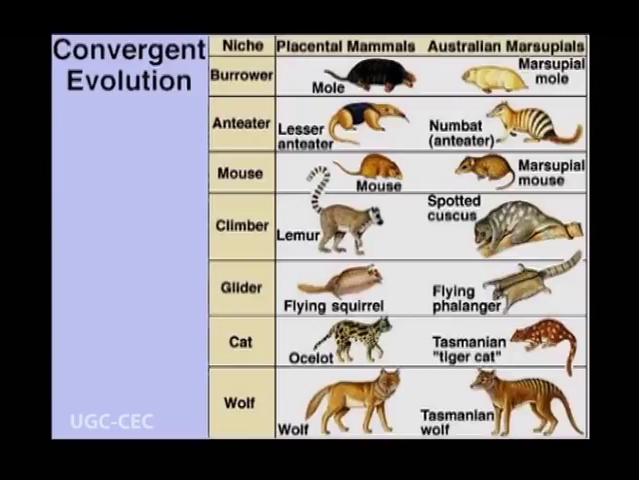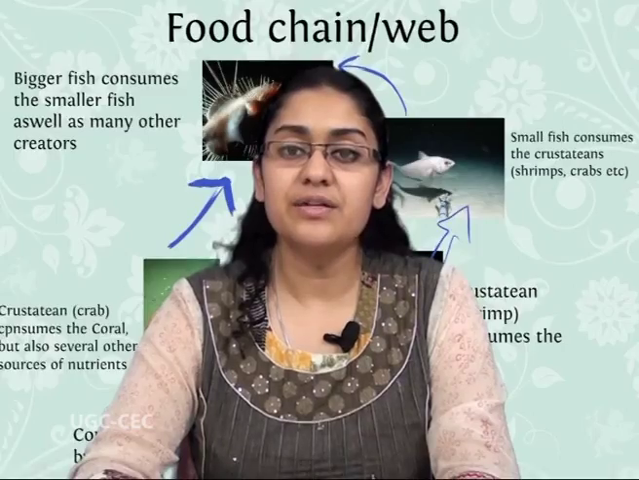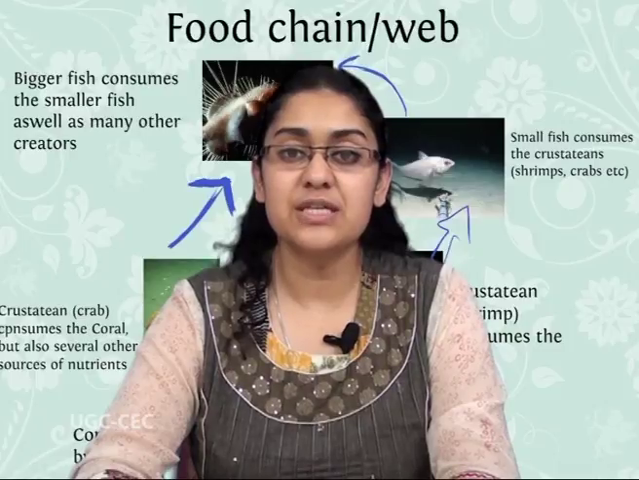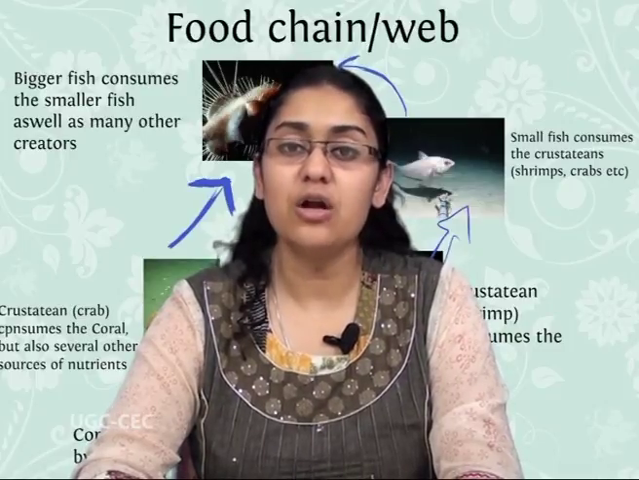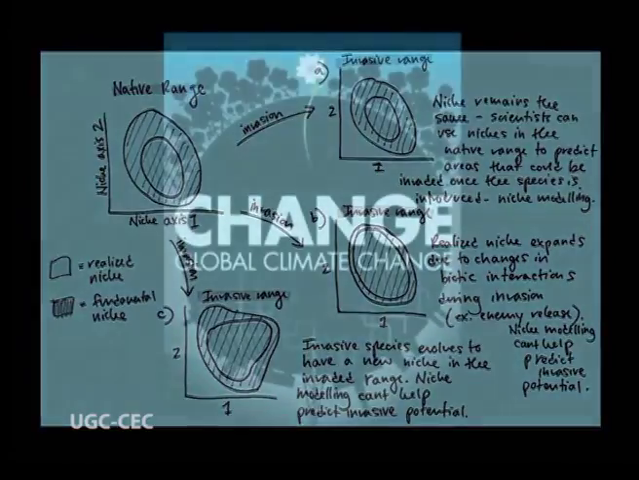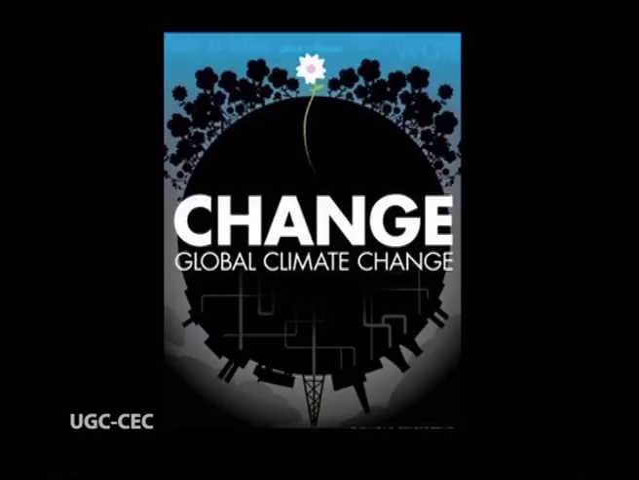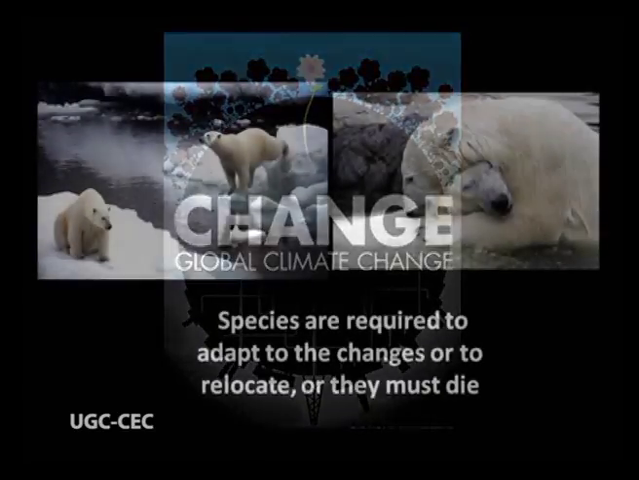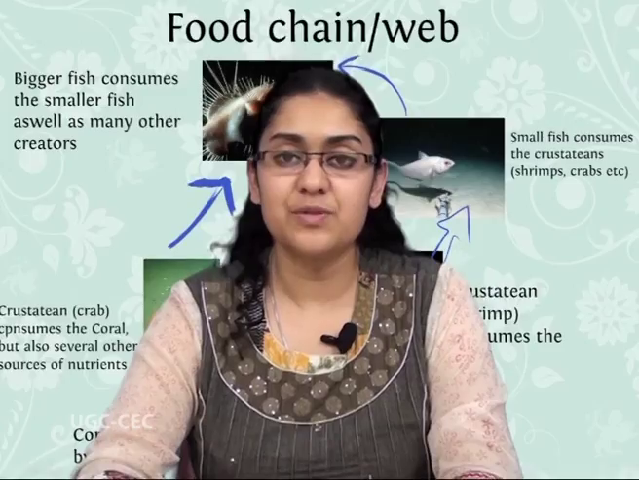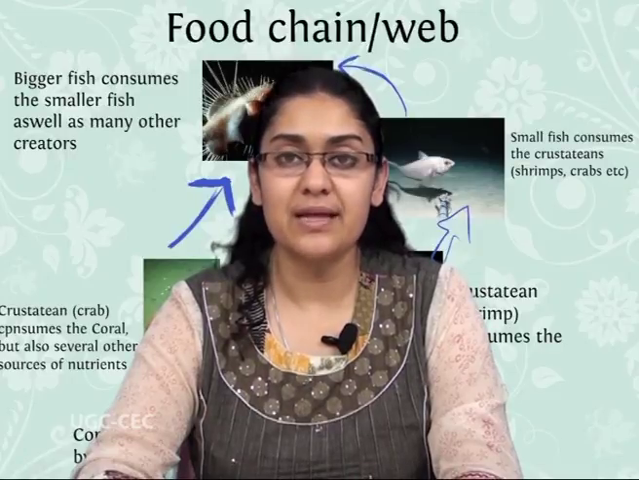The existence of an organism in a particular environment, its contribution and activities in such an environment determines its niche. There are different theories about ecological niche, all of which ultimately say that different species can only share a niche but not coexist in one. Invasion of one niche by a non-indigenous species can lead to biological pollution. One of the reasons for such biological pollution is the rapidly changing climate. Species are required to adapt to the changes or to relocate, or they must die. This brings a change in the food chains and hence food webs.